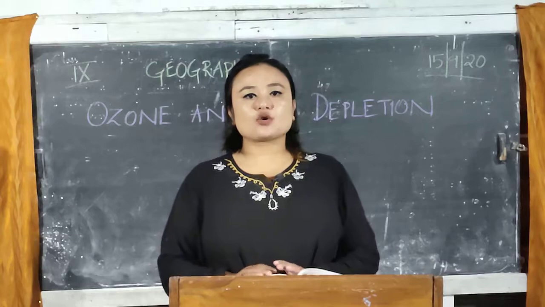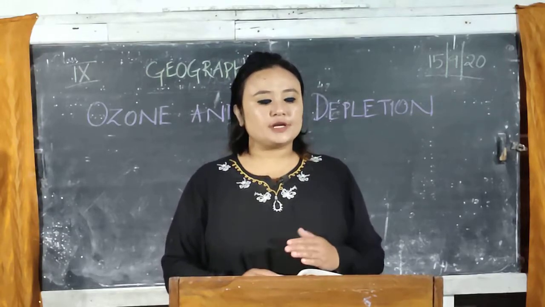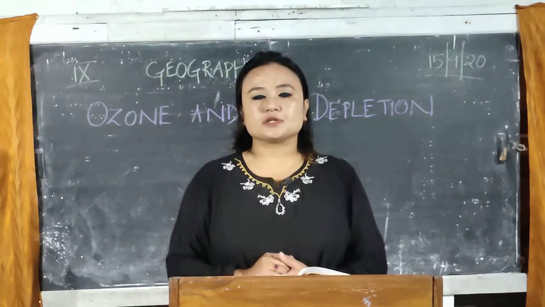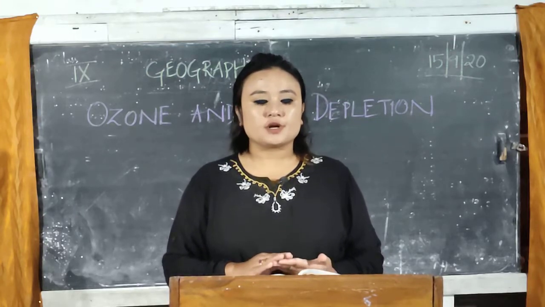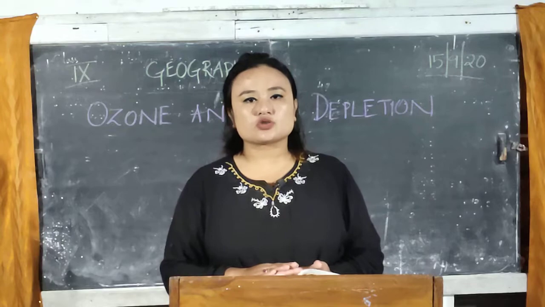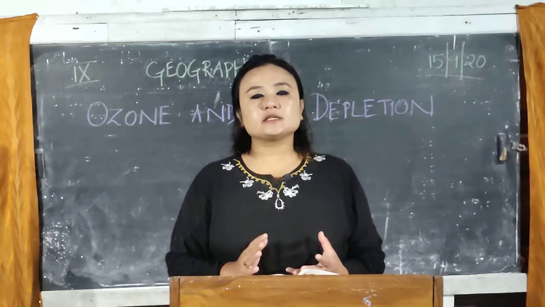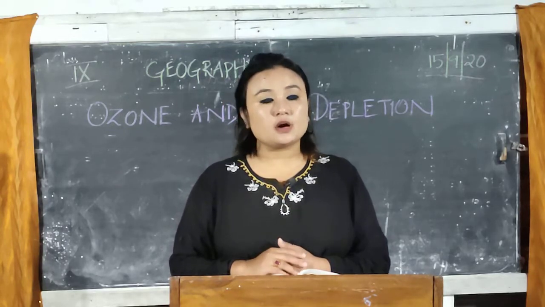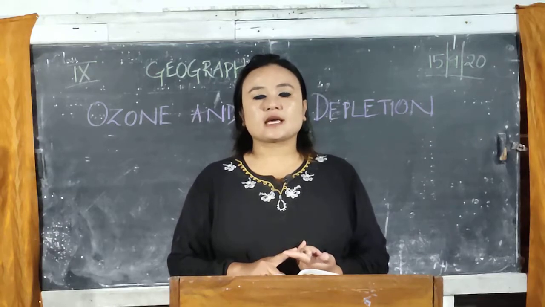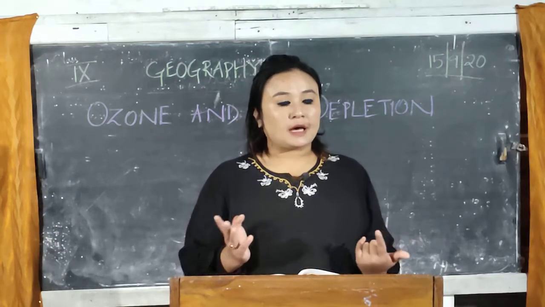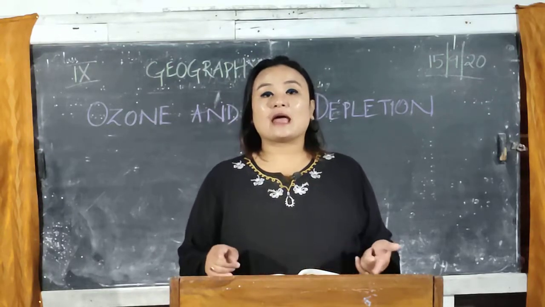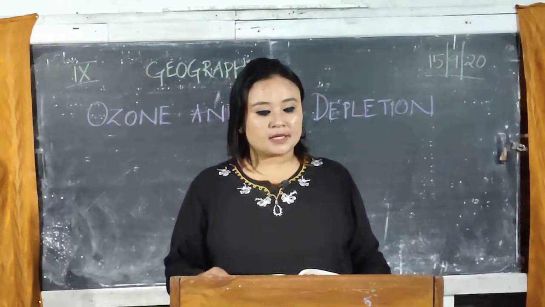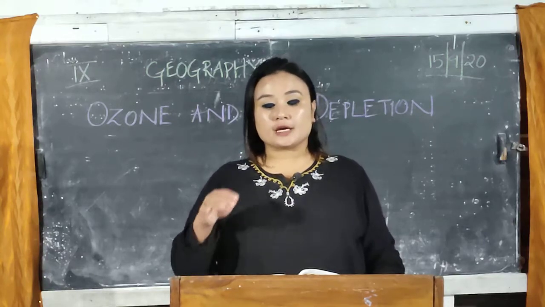In yesterday's offline class also, I had already started this chapter, chapter number 12, the composition and structure of the atmosphere. We are dealing with the structure of the atmosphere, where we highlighted the different layers present there. We highlighted the characteristics of the troposphere, which is followed by the stratosphere, the mesosphere and the thermosphere, which is again subdivided into the ionosphere and the exosphere.